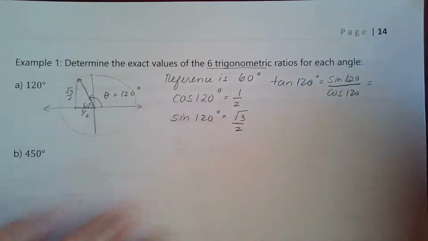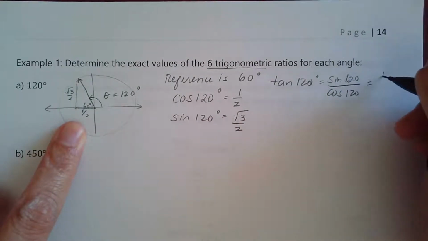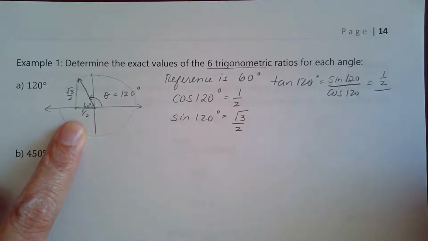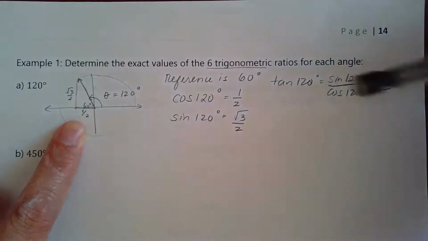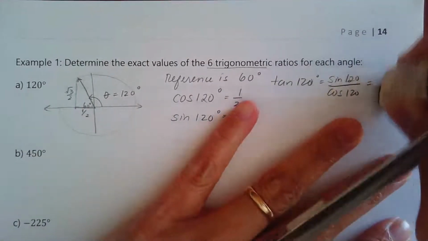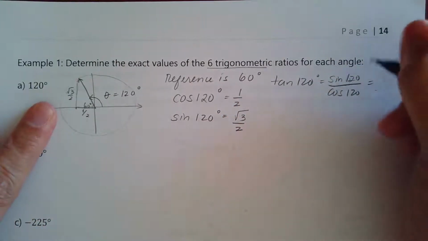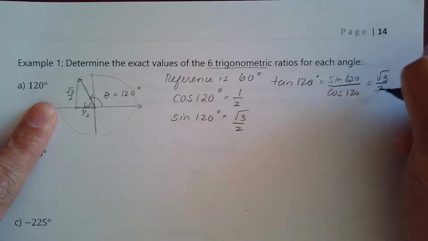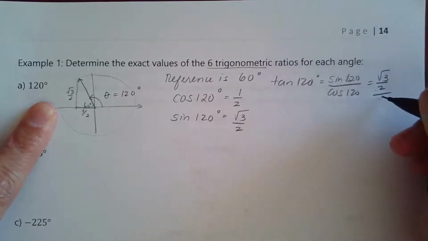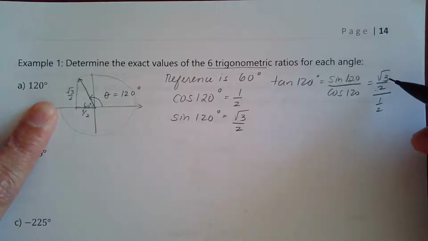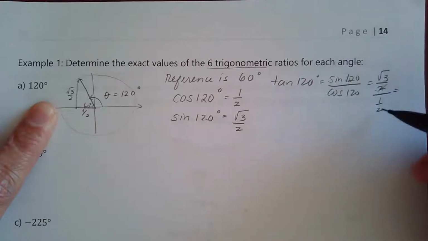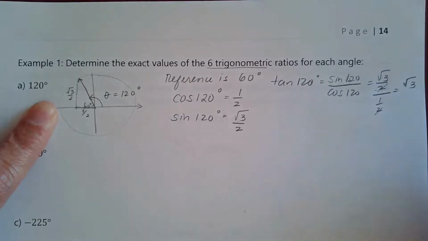So what's the sine of 120? It's 1/2. What's the divided by? Nope. I'm always getting ahead of myself. What's the sine of 120? It's root 3 over 2. What's the cosine of 120? It's 1/2. So if you take root 3 divided by 2 divided by 1/2, that's a complex fraction, so the 2 cancels. It's going to be root 3. Root 3 or root 3 over 1.